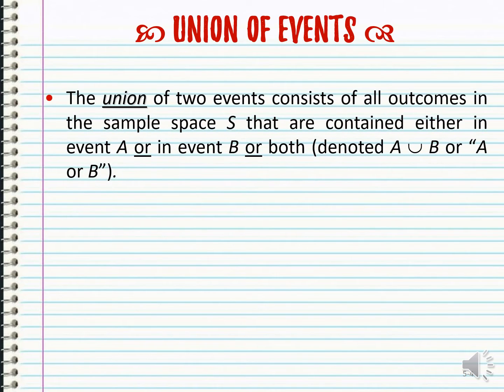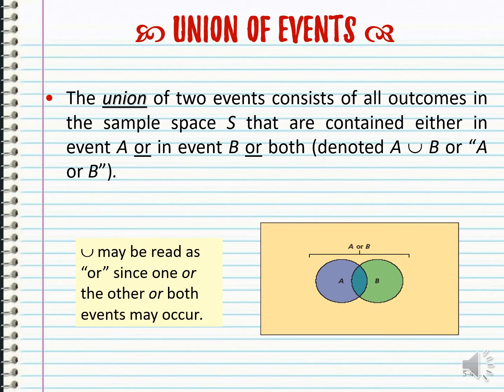First, let's talk about the union of events. The union of events consists of all outcomes in the sample space, say S, that are contained in event A or in event B or both. It's usually denoted like that: A union B, or A or B. So for the union of events, one or the other or both events may occur.